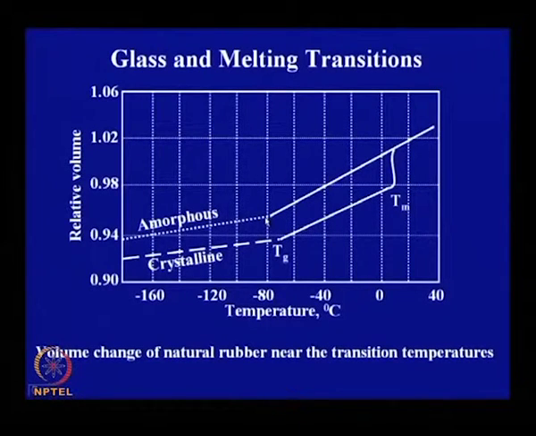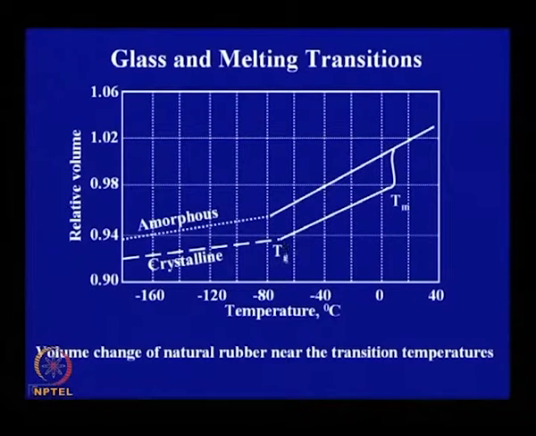This occurs due to movement of short segments of polymer chains or segmental movement. This occurs due to onset of segmental movement of polymer chains. For purely amorphous polymers, we get only one transition, which is known as glass transition. For a semi-crystalline polymer, since it contains some crystallites dispersed in amorphous matrix, one can visualize two types of transitions. One is glass transition and the other is melting transition.